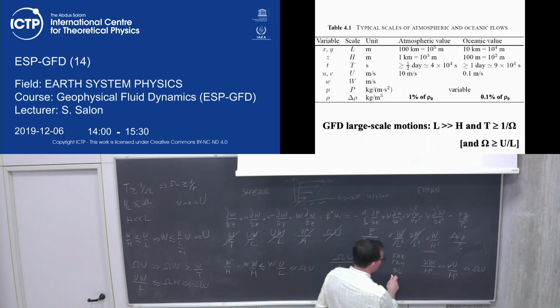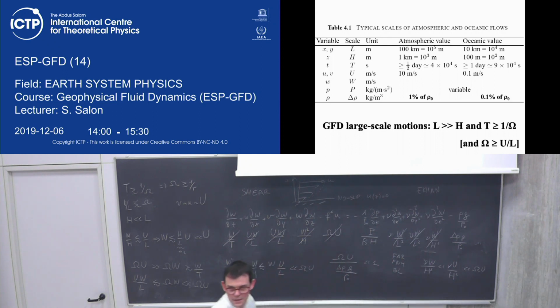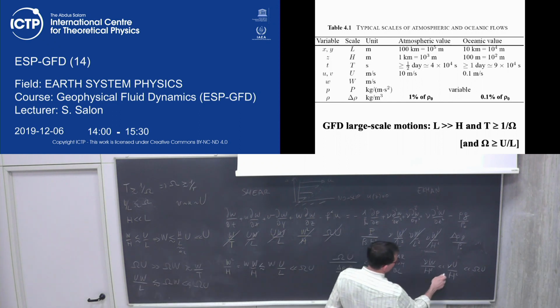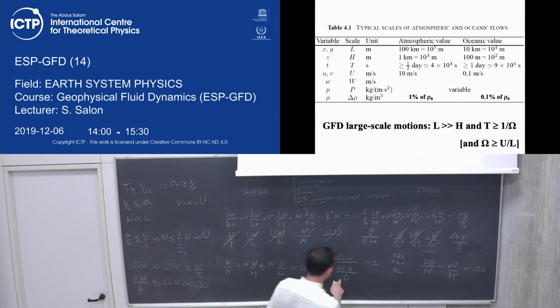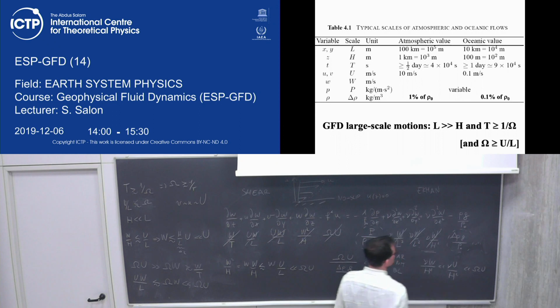So, considering this hypothesis, this term is much smaller than this one, which is much smaller than this one, which is much smaller than this one. So we can neglect also this term. So, this is smaller than this, smaller than this, that is smaller than this. And so, what do you obtain? Just two terms.